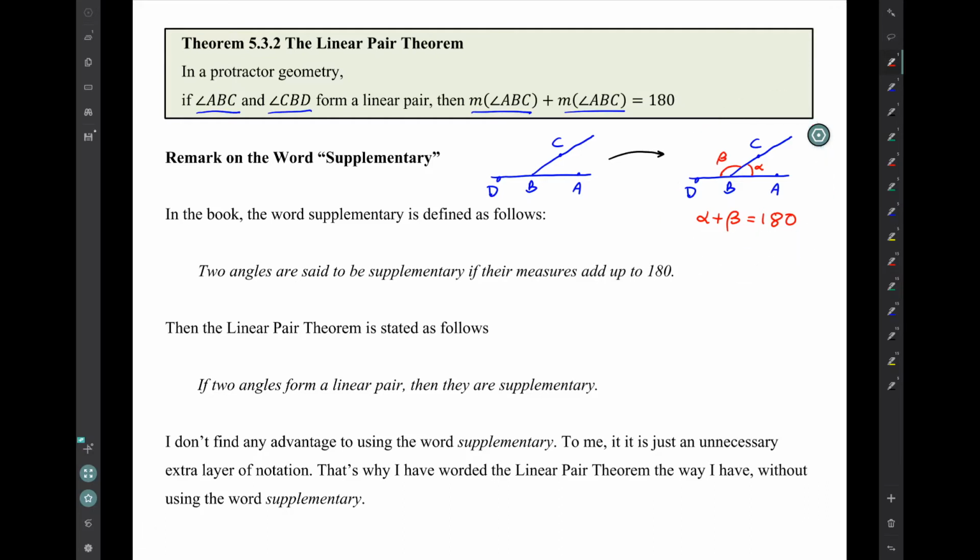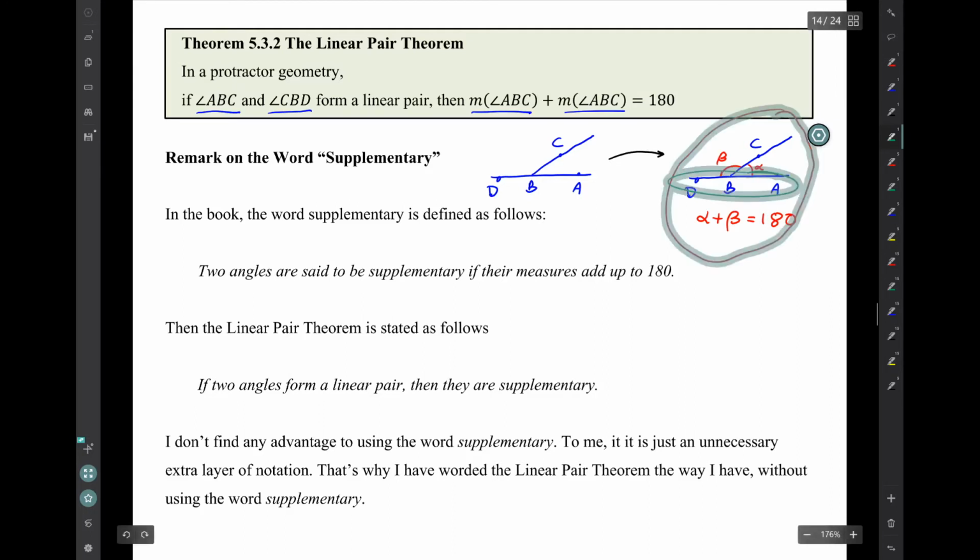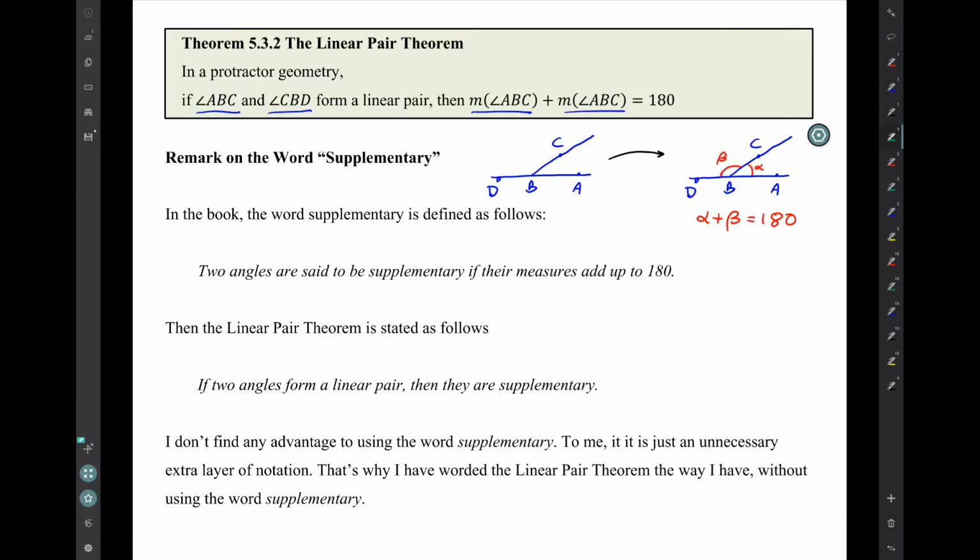So notice that this is not an application of angle addition, because in our geometry, we cannot have straight angles, and we cannot have angles that have measure 180. So this theorem is not the angle addition axiom at work. This is something different. This is a theorem that you have to prove.